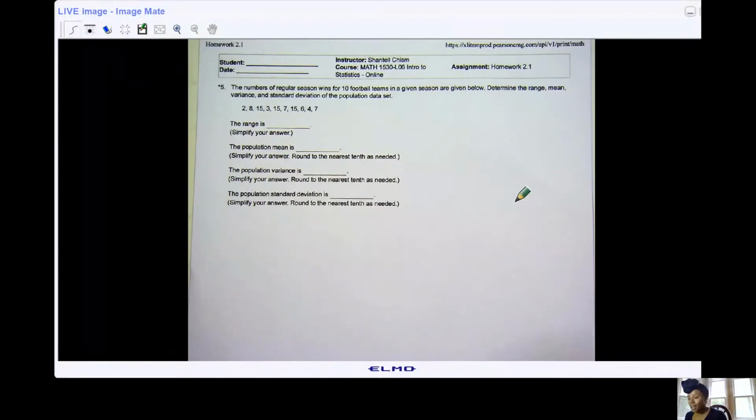Okay, so here I have chosen some problems from 2.1 that I think would be really good to look at. Not so much because they're so hard, but because I can show you a quicker way to do them.